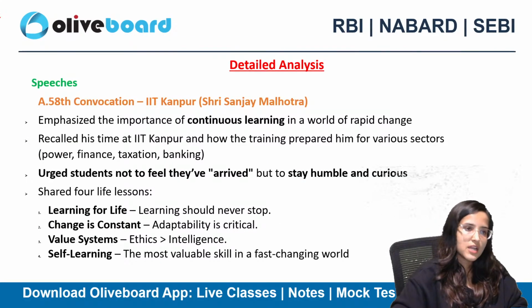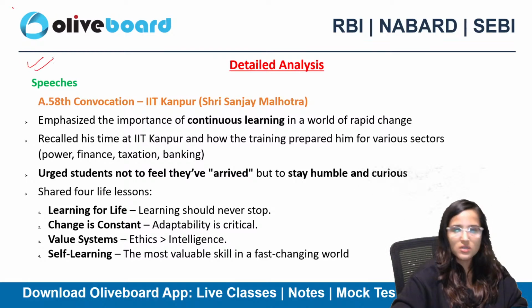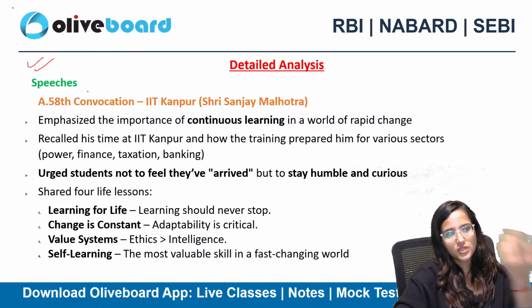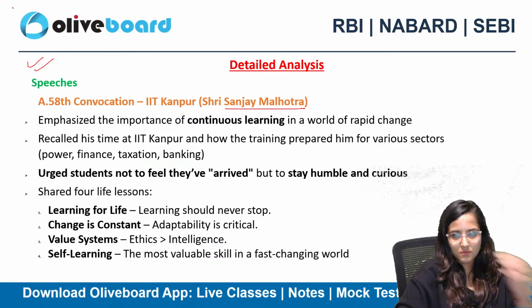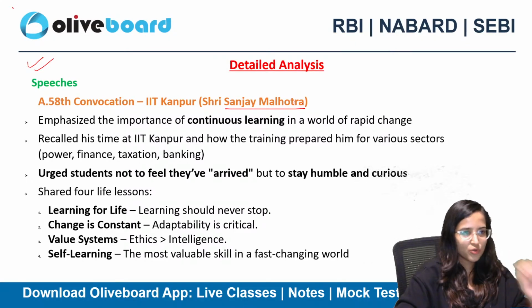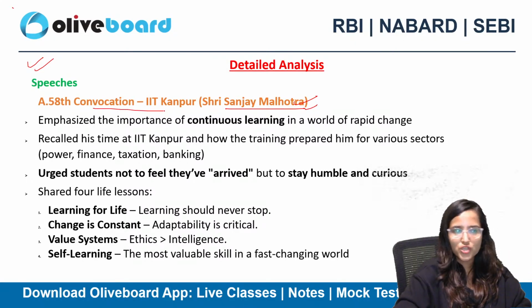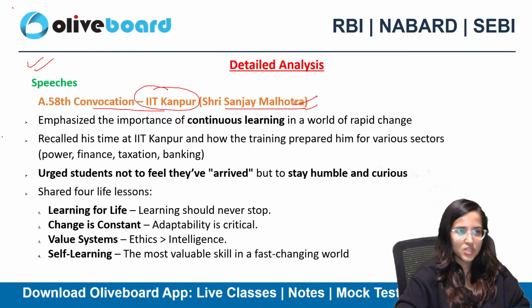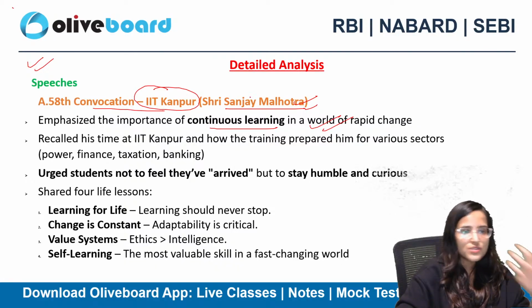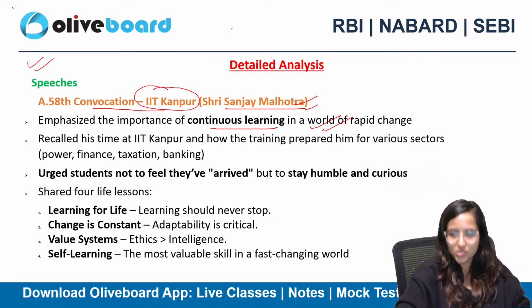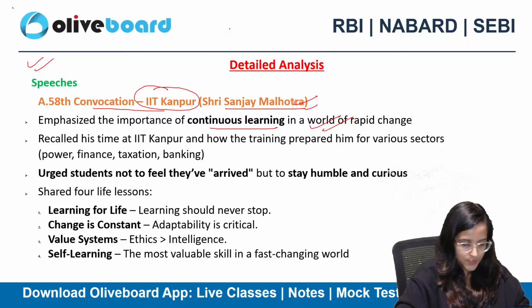Then there are certain speeches which have been mentioned in the RBI bulletin. We have to know what these different members are saying. So Shri Sanjay Malhotra ji, at the 58th convocation at IIT Kanpur, what speech did he give? He emphasized the importance of continuous learning in a world of rapid change. So he said that we need to continuously learn, even if you reach some position, even if you become an officer. So this is for everybody.